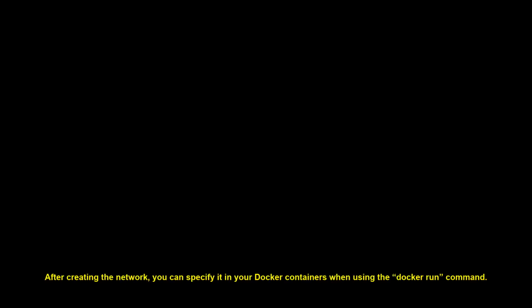After creating the network, you can specify it in your Docker containers when using the docker run command. Use the --network option to attach containers to the network you just created. To confirm your new network is functioning, run docker network inspect <network name> to view its details. You should see your custom configuration reflected in the output.